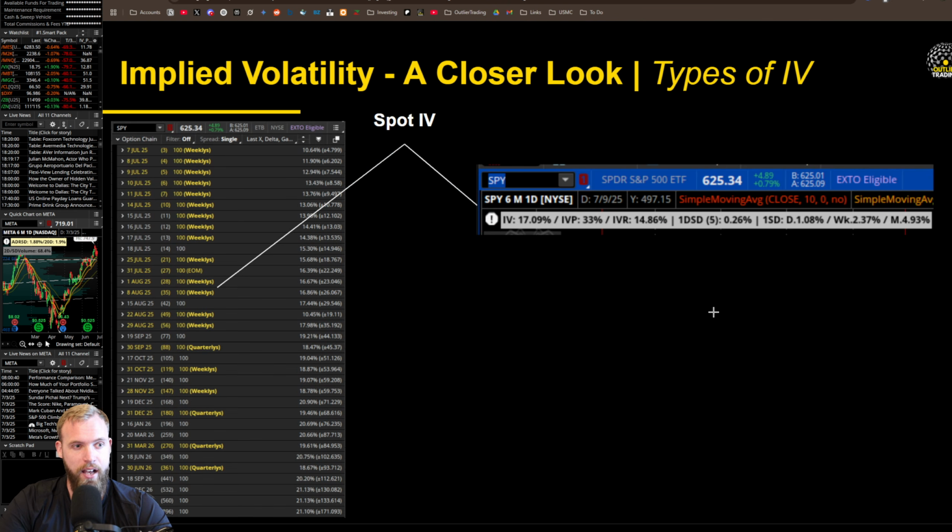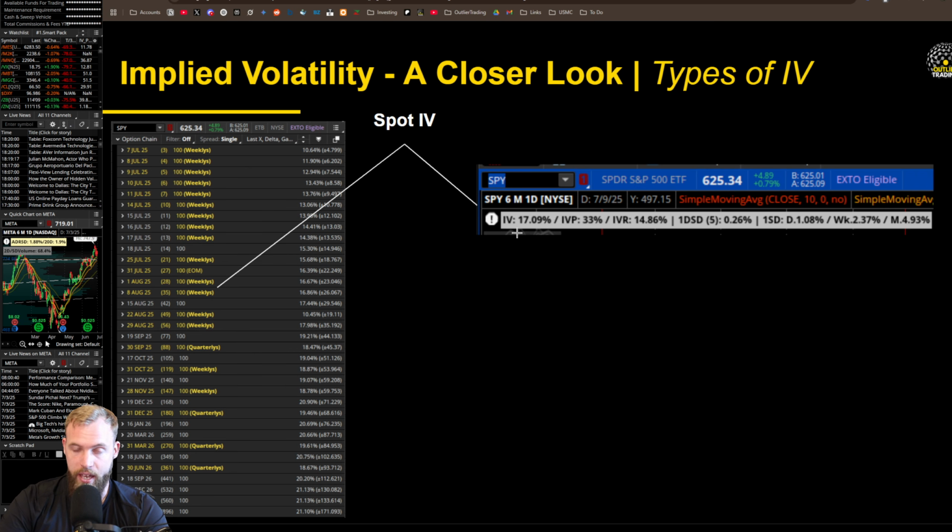And let's now take a look at the types of implied volatility. We already talked about spot volatility. So if we take a look at SPY, the spot volatility is 17.1%. What does this mean? This is 30-day volatility. Now you can see that there's not a 30-day to expiration out there right now, so it's taking an interpolated 30-day vol. That's the point of spot implied volatility.